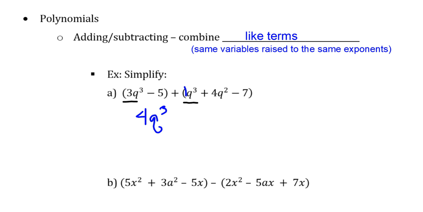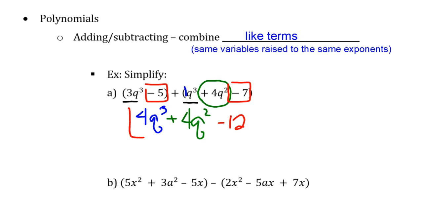Going down, we do want to proceed in decreasing exponent order. So the next thing I want to address is my 4q squared, but it doesn't have any like terms, so there's nothing to combine with. It's just going to come down and be a 4q squared here. And then finally, I have this minus 5 and minus 7. So my two integer terms can get added together as well. So it's going to be a minus 12. And so there's my sum.